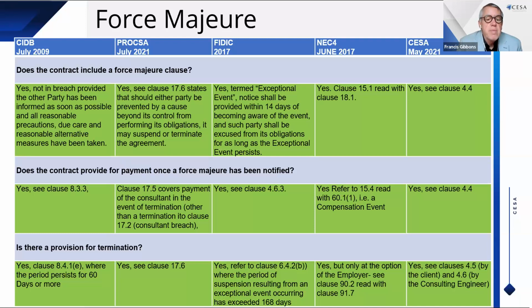Does the contract provide for payment once a force majeure has been notified? Again, all the agreements provide for that. In CIDB, it gives the clause number 8.3.3, clause 17.5 under PROXA, and the others also have clauses given there. Is there a provision for termination under CIDB? Yes, if it lasts for 60 days or more. Under FIDIC, yes, if the suspension lasts more than 168 days. Yes, for NEC4, but only at the option of the employer. And yes, in CESA, both by the client and the consulting engineer, so both parties can terminate there.